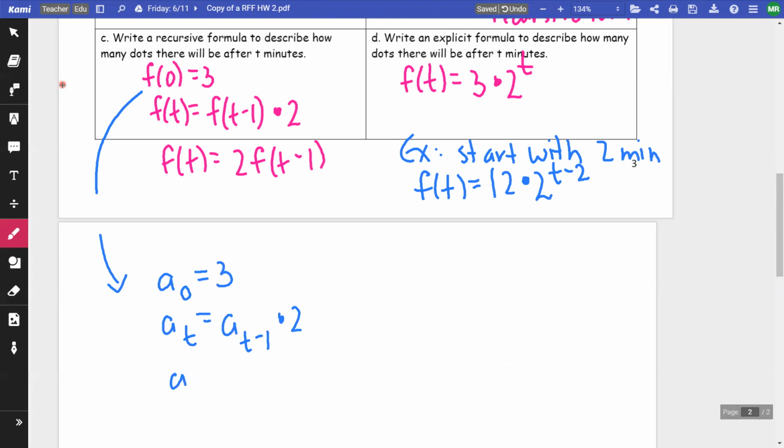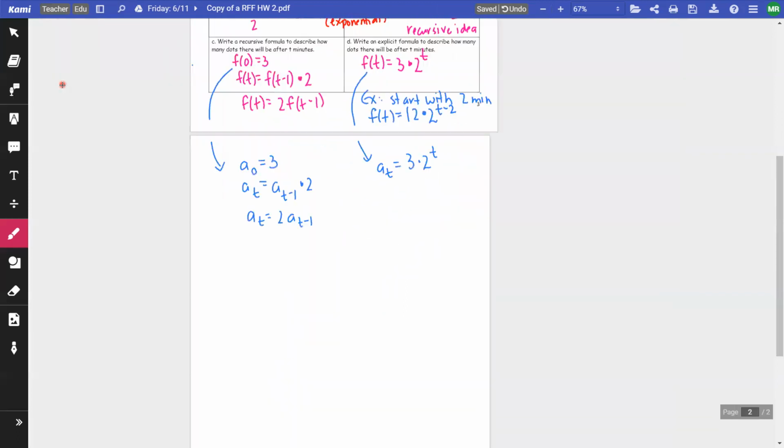or a sub t, let me start again. A sub t is equal to 2 times a sub t minus 1. If I'm going to write this one, I could write a sub t is equal to 3 times 2 to the power t. So putting it as a subscript, that subscript is telling you what term you're looking for. It's the same as having it in the parenthesis. And that's the end of this video.